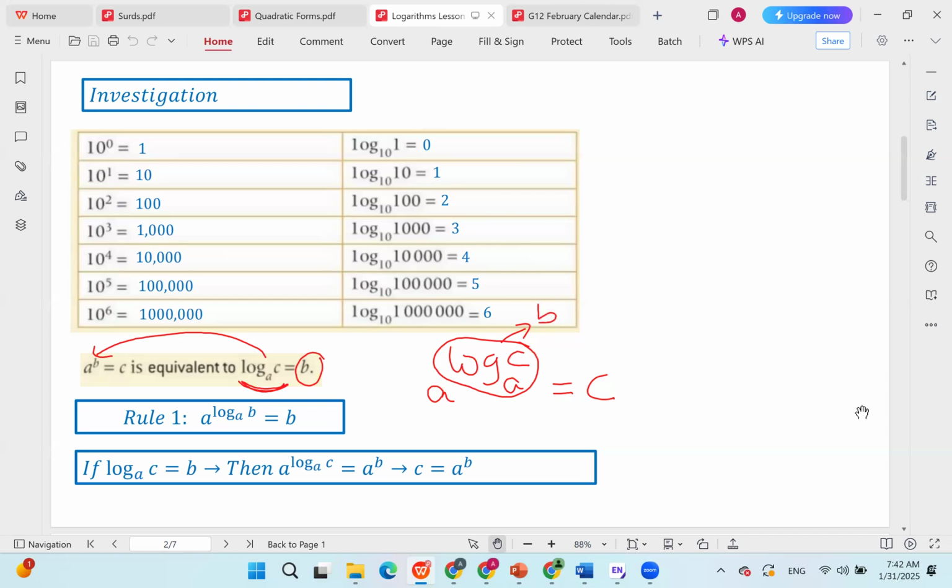So this is a very important property because it tells us no matter what the values of A and C are, A to the power of log base A C equals C. In other words, we can say that A to the power of log base A would cancel out and you would just get C equals C. And this idea of canceling out is very important and we're going to discuss it in further detail on the next page.